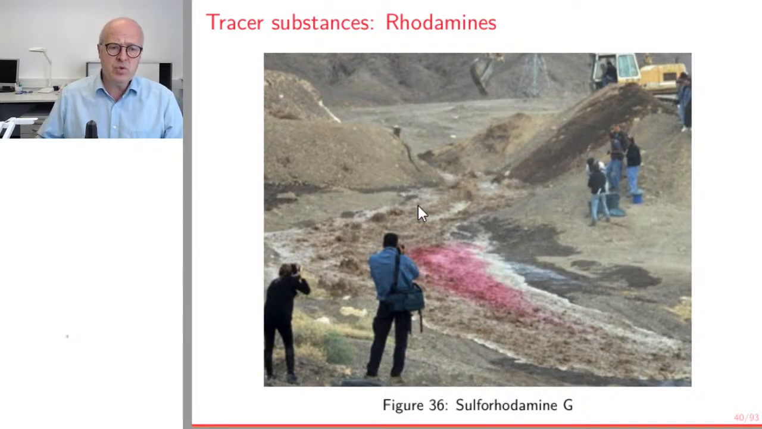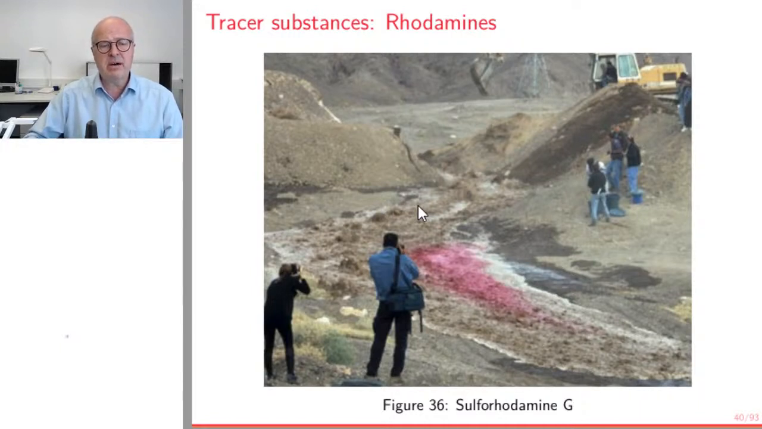In this case, we have used sulforhodamine, and I already want to introduce the idea. Uranine is used for groundwater, not for surface water. Why? It does not interact with the aquifer matrix, it does not sorb, but it is sensitive to light.